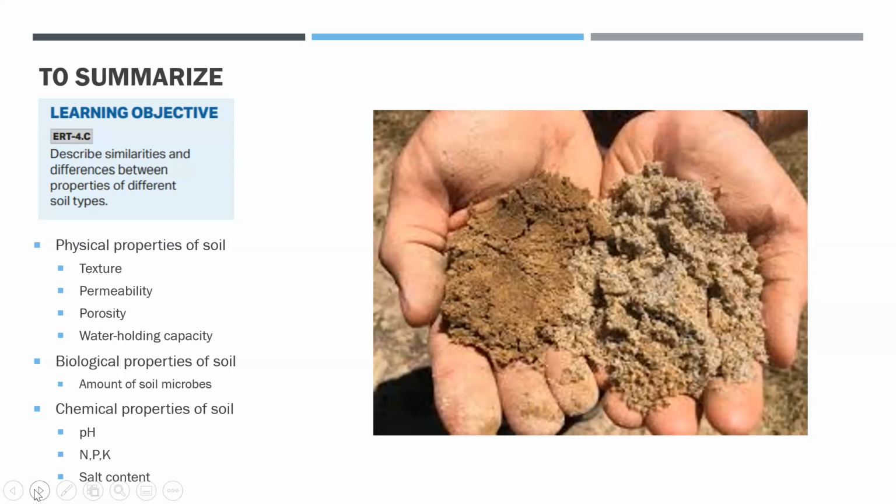We learned about the biological properties of soil, which is the amount of soil microbes, and then the chemical properties of soil, which are the pH, the nitrogen, phosphorus, and potassium, and the salt content.